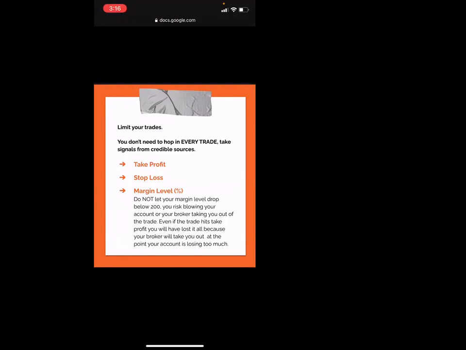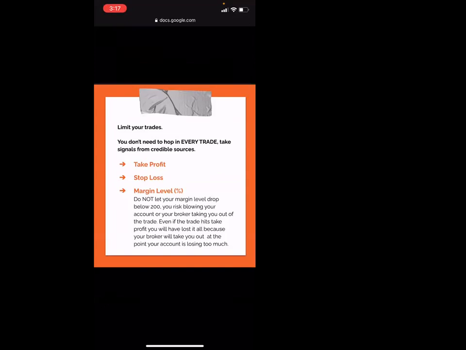Now, another thing is going to be your margin level. If you're looking at MT4 and you see where it has your balance, your equity, and then your margin level, do not let that margin level drop below 200. That's telling you right there that you're risking blowing your account if your margin level is ever under 200, or your broker will just margin you out of the trade. It'll just close it by itself.